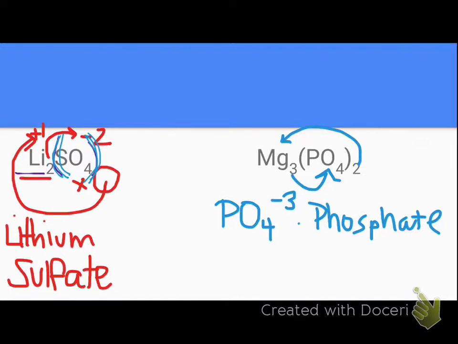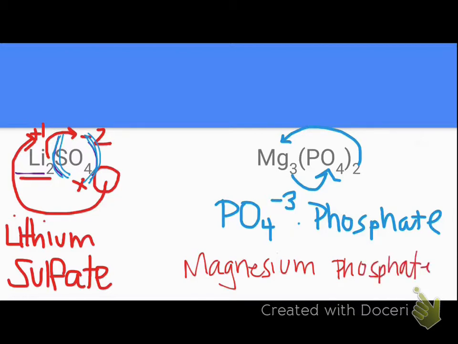Alright, so now we just write out the names. Mg is magnesium. Does magnesium need a Roman numeral? Does not. It's an alkaline earth metal. Magnesium phosphate.